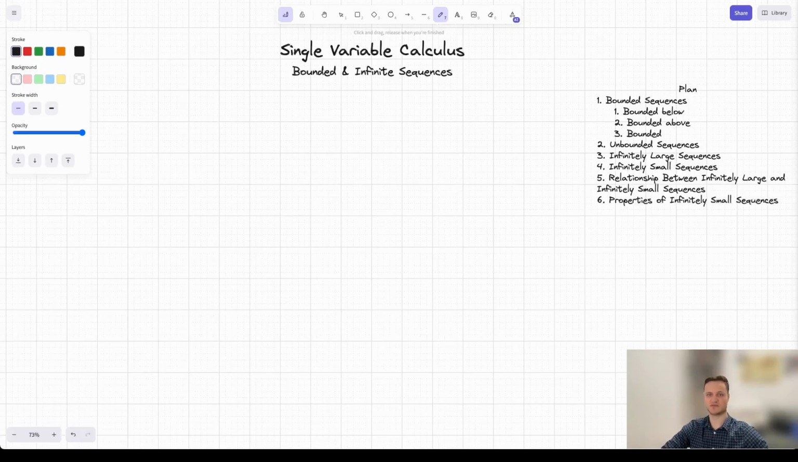We'll discuss what it means for a sequence to be bounded or unbounded, and then explore the concepts of sequences that become infinitely large or infinitely small. These ideas are crucial for understanding the concept of limits, which we'll tackle in future videos.